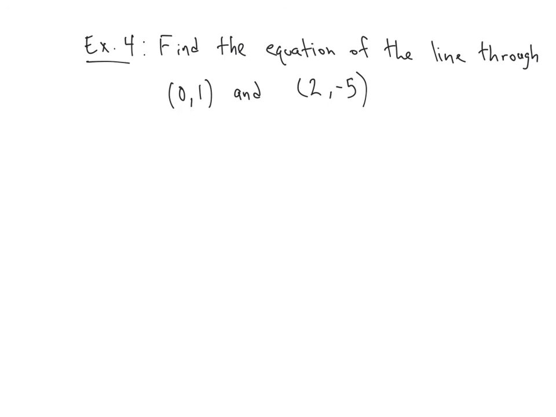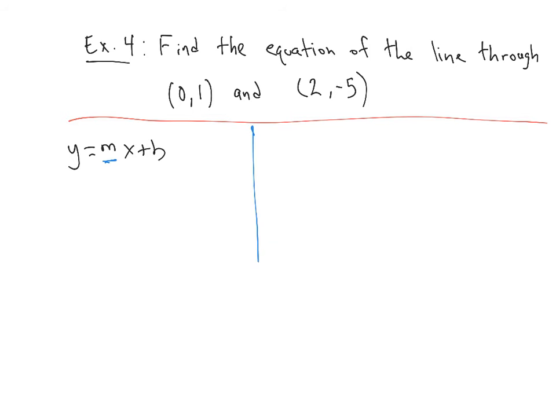All right, so let's take a look at another example. We're going to find the equation of the line through the points, this time 0, 1 and 2, -5. So in order to do this, I know I want y equals mx plus b. And just like last time, my first step is going to be to find the slope. I can find the slope by using the formula m equals y2 minus y1 over x2 minus x1, just like I did in that warm-up.